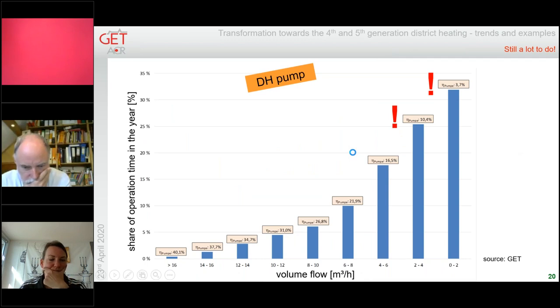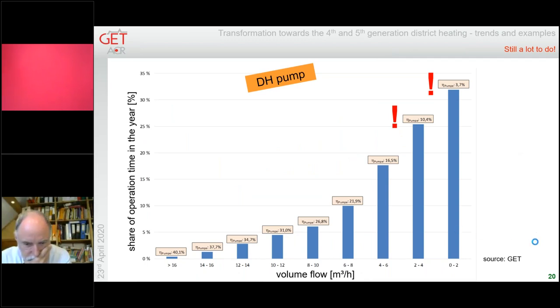That you can also see here at the district heating pump, where this district heating pump is operated most of the time at minimum flow. So at 3.7% efficiency to 10%. So there, as I said, we have to do our homework now. Next slide, please.